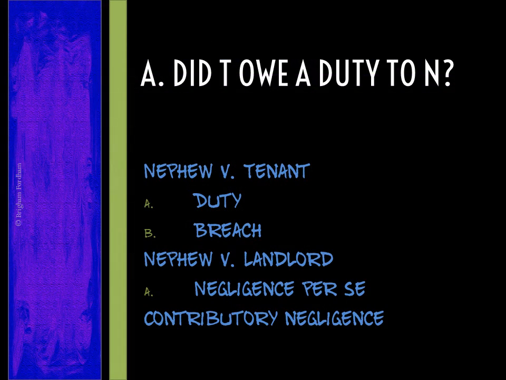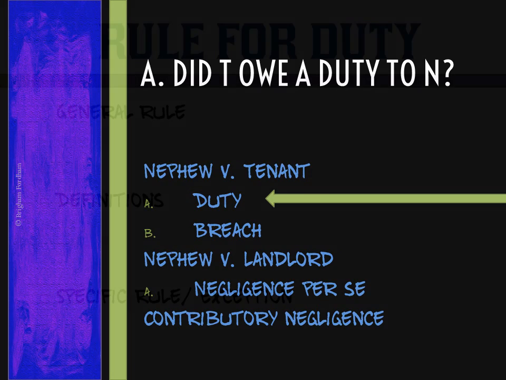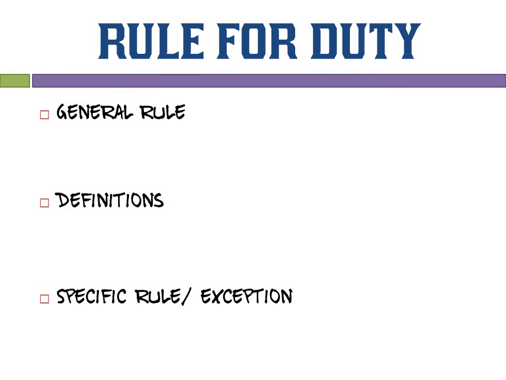Okay, so you did the umbrella rule, and now we're going to dive into the first element of a cause of action for negligence, which is duty. There we have our pattern set out for us.